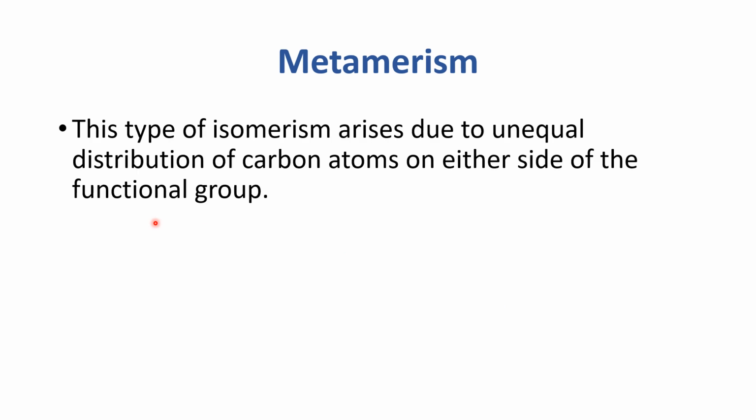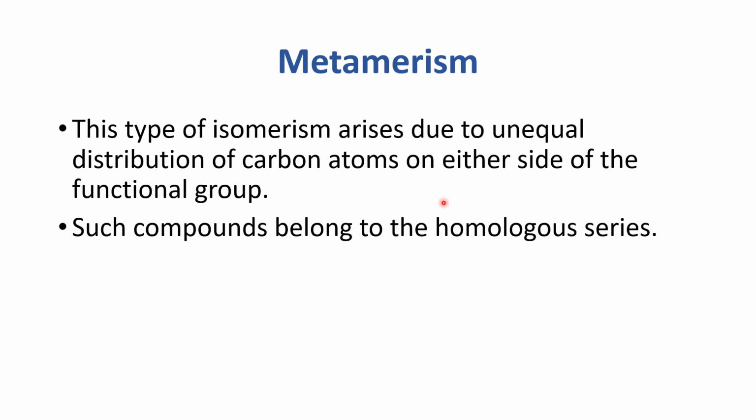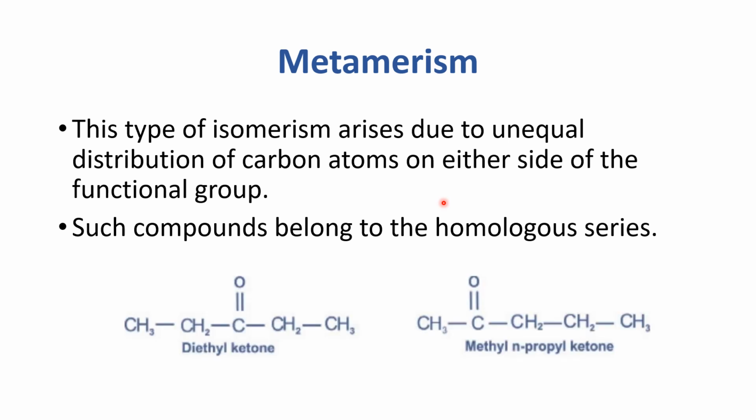The next one is metamerism. This type of isomerism arises due to unequal distribution of carbon atoms on either side of the functional group. Such compounds belong to the same homologous series. So यहाँ पे we have the dimethyl ketone and here we have the methyl N-propyl ketone.